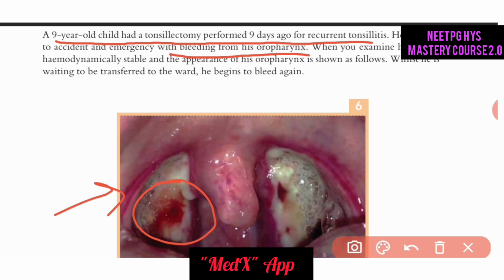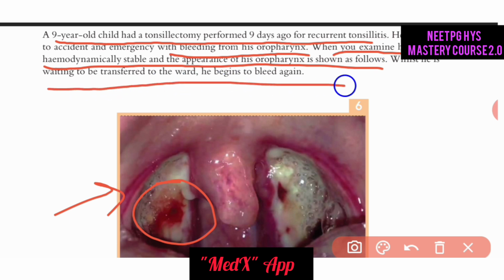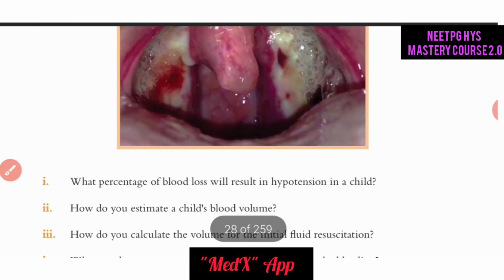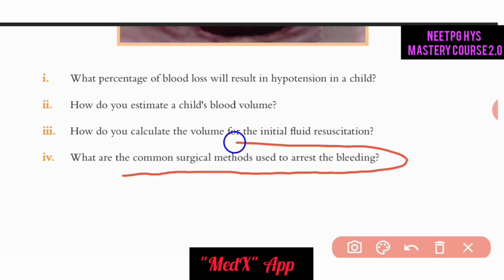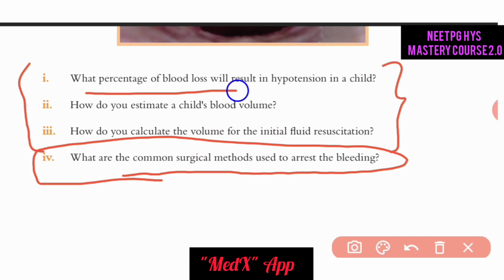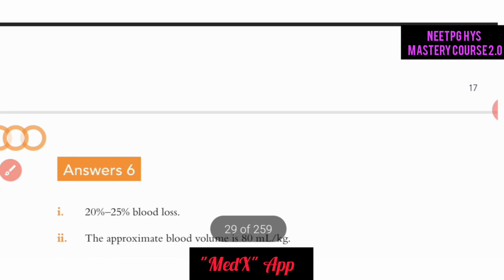This is very common for ENT surgeons. When we examine, we can see some bleeding spots in the tonsillectomy area. Now the patient is waiting for management as he begins to bleed again. Let us see what the examiner wants to ask. The main thing that is relevant for you is what are the common surgical methods to arrest bleeding, how you are going to control it, and before that some relevant points, like what percentage of blood loss is dangerous for the child and will result in hypotension, how you are going to estimate that child's blood volume, and how you are going to resuscitate that patient. Resuscitation is also equally important.